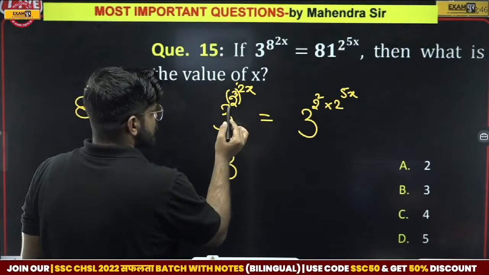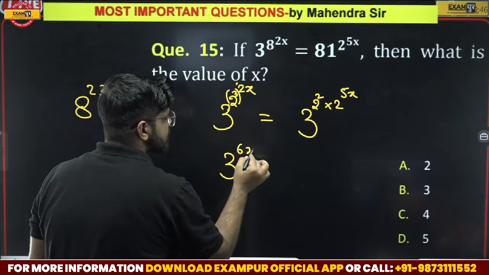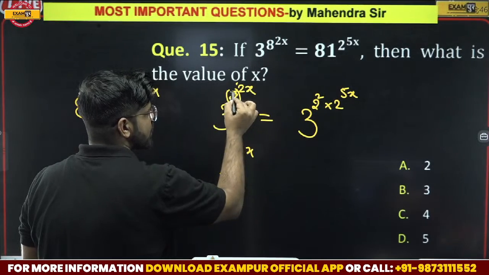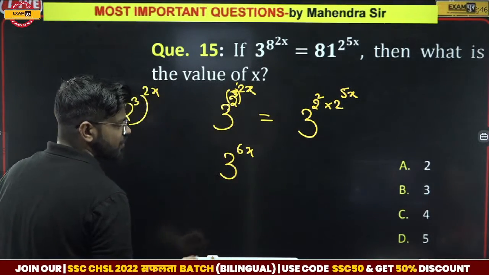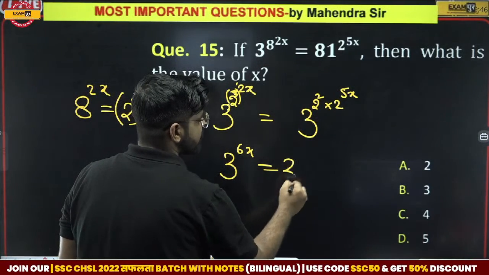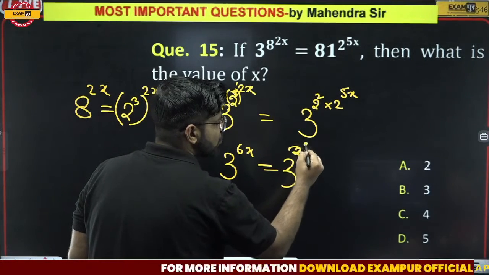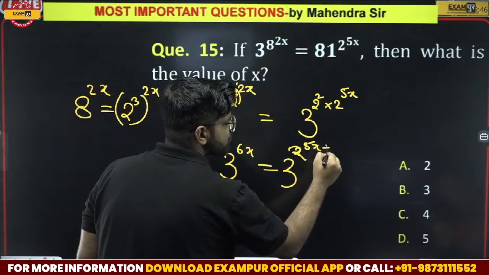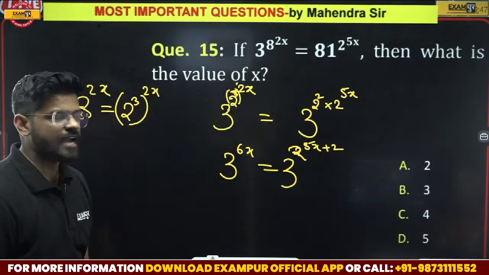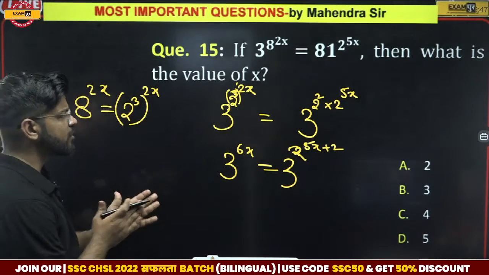Yes. So you know that if power has power, this will be multiplied, so this will become 6x. 2 3s are 6. Yes or no? And here power gets added, so here we will get 2 to the power 5x plus 2. Yes or no? Clear? Clear to everyone?